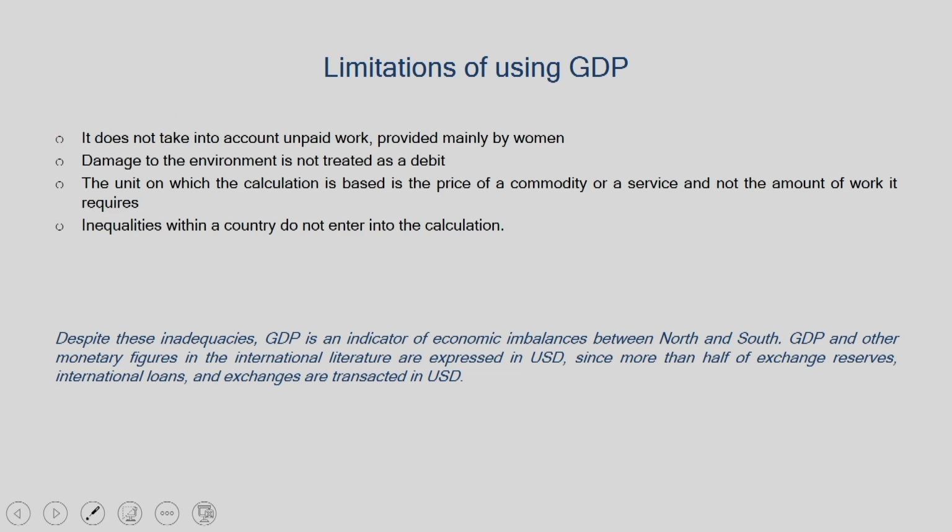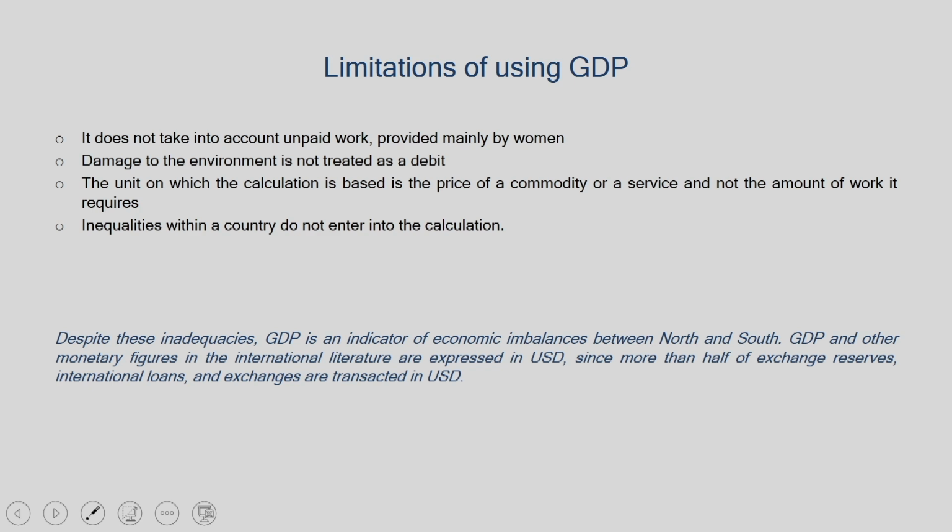Now, taking the discussion from the first lecture forward, let us also look at some of the limitations of using GDP as an estimator. Now, the GDP is conventionally the most accepted indicator used by many economists to evaluate the production of output such as goods and services. However, the information it gives is incomplete, biased and questionable for at least the following four reasons. First is, it does not take into account unpaid work provided mainly by women.